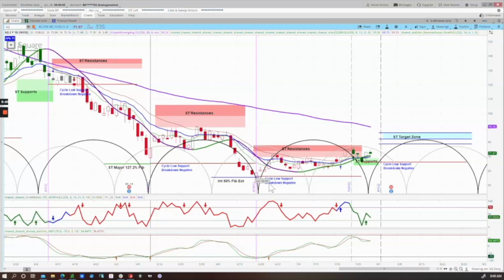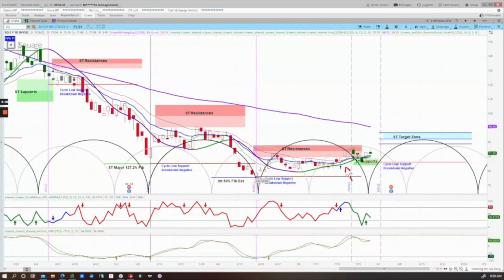Now, this cycle represents a basing cycle, which is when we get a positively configured cycle after one or more negatively configured cycles. So in this case, the probabilities favor Square being able to take out the cycle high, which is here at 76.44. Now, our targets for this next daily cycle are from about $82 to $86.33 up in the short-term target zone, with a more conservative target down here at the 61.8% fib extension level at about 78.5.